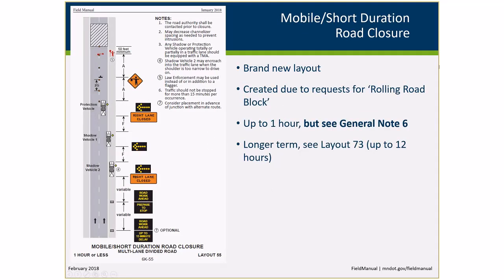I mentioned earlier that there are different types of road closures out there. Here is one of the mobile short duration road closures. So on a divided road, you can use the vehicles with the appropriate messaging to reduce the traffic down to a single lane, and then you would have the flagger stop the traffic for up to 15 minutes. This was partially created because we had a lot of requests for the rolling roadblock, where in other states law enforcement is used to slow traffic down, very slow as they go through a particular area, and hopefully there's enough time for people to do work up ahead of that area.